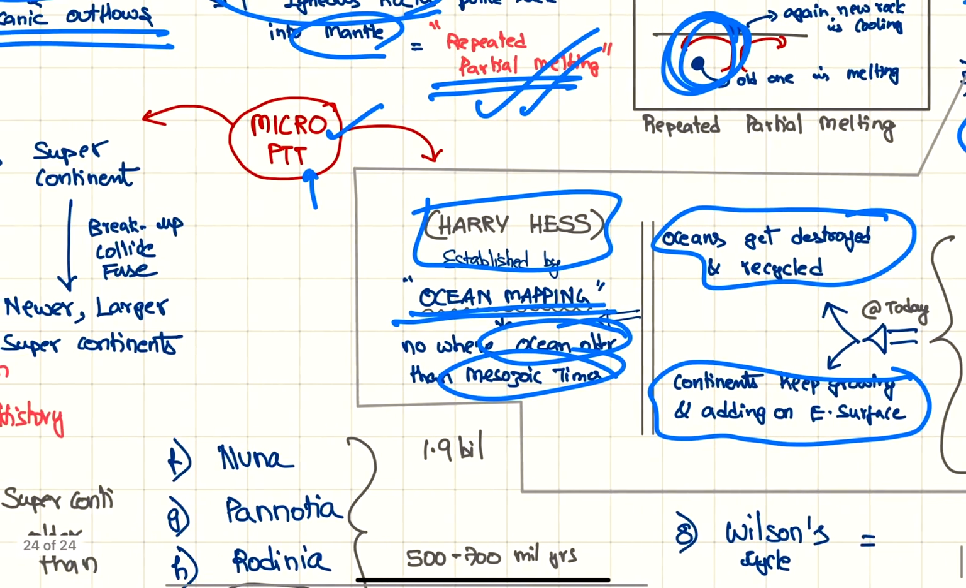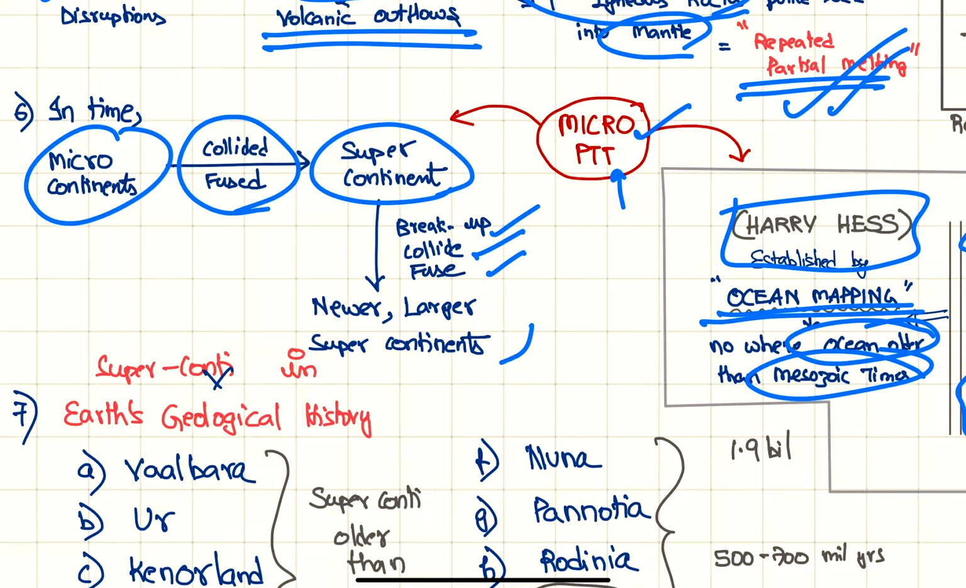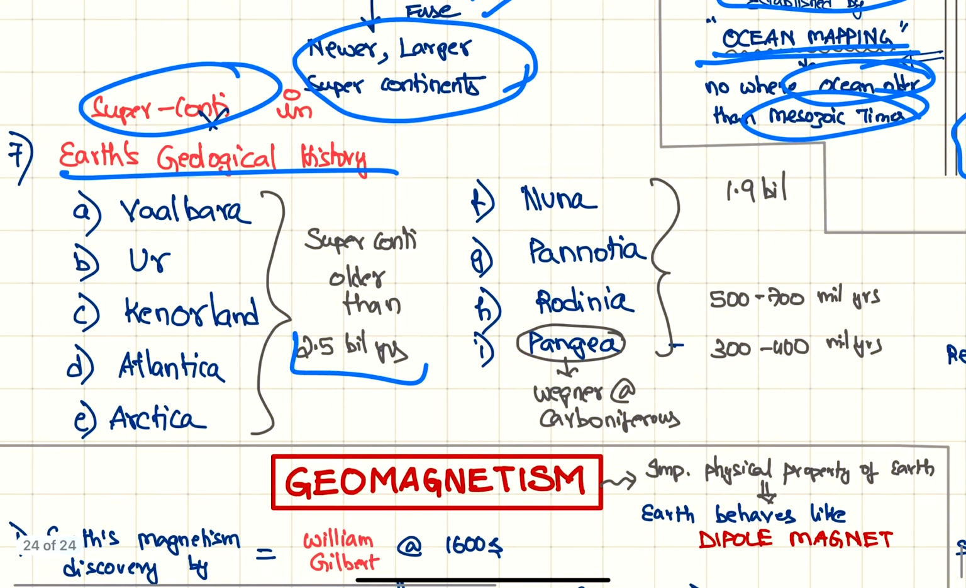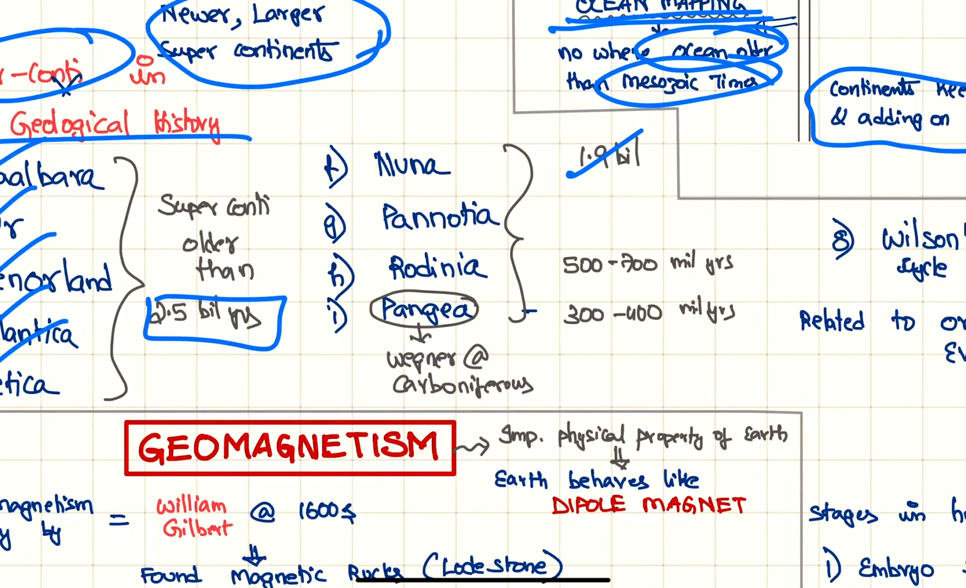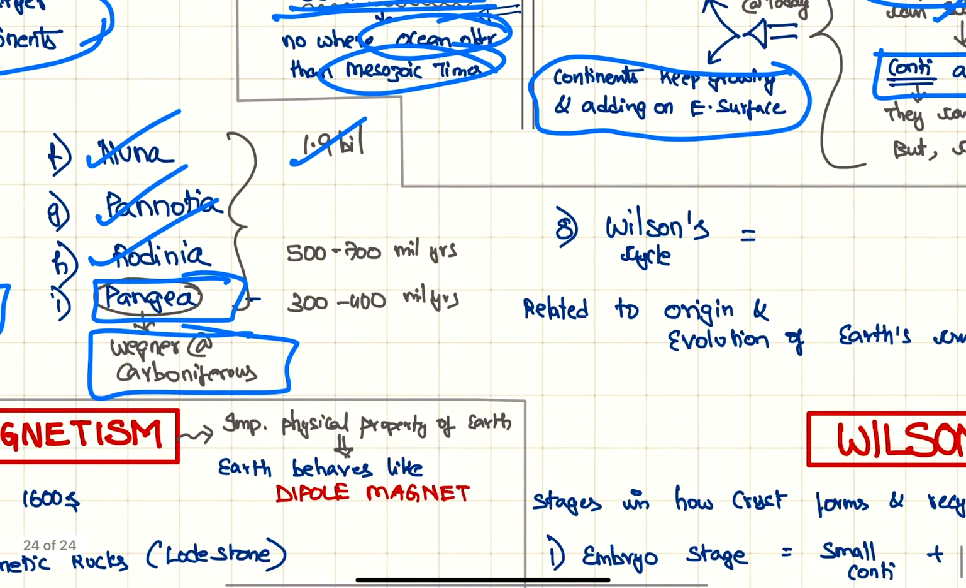So microcontinents, with time, collide and fuse and form the supercontinents. Later supercontinents again break up, collide and fuse and form newer and larger supercontinents. So in the Earth's geological history, we have known such supercontinents. More than 2.5 billion years ago, we had Vaalbara, Ur, Kenorland, Atlantica, and Arctica. And more recently, 1.9 billion years ago, we have Nuna, Pannotia, Rodinia, and in the Permian-Carboniferous time, we have Pangaea, which is a recent supercontinent, which later broke up.